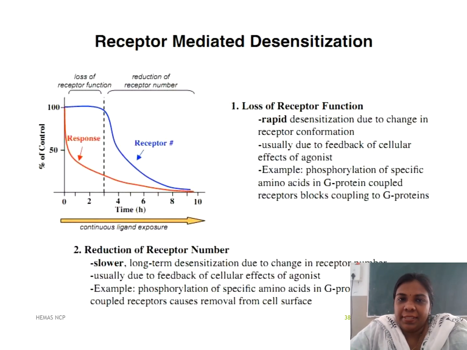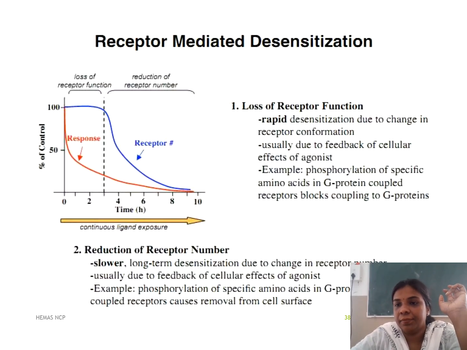Reduction of drug concentration may cause the drug level to decrease due to faster metabolism, increased excretion, or enzyme induction. For example, barbiturate tolerance. Then physiological adaptation, where the body opposes drug action through compensatory changes. That's all about the receptor mediated desensitization.